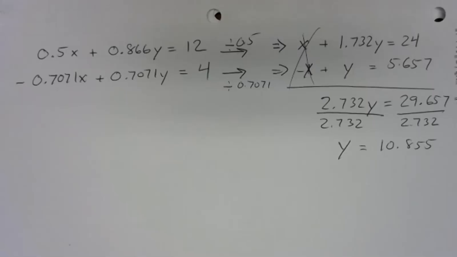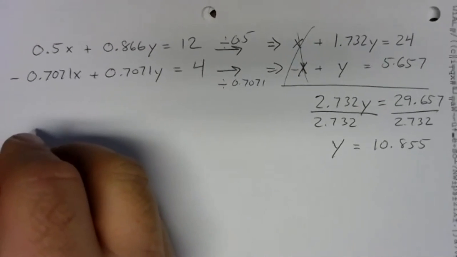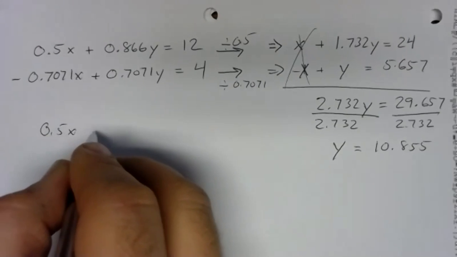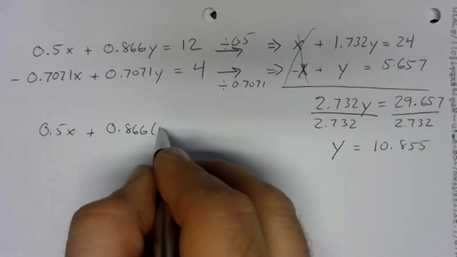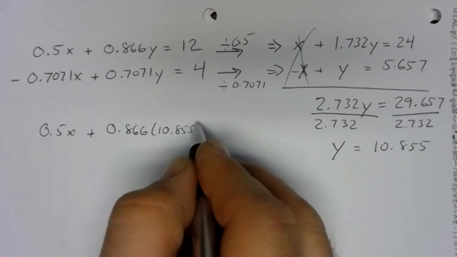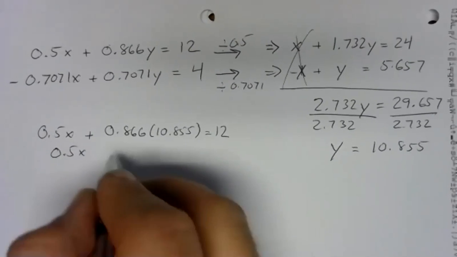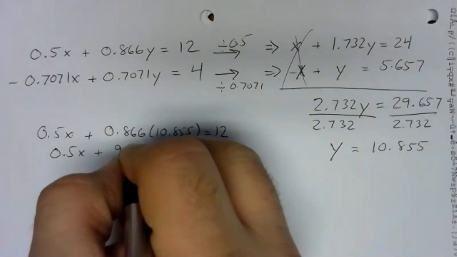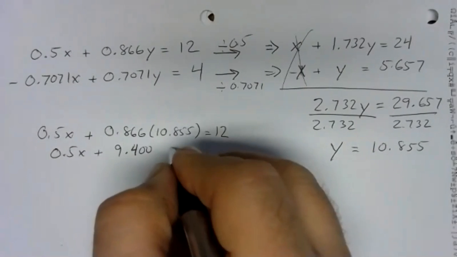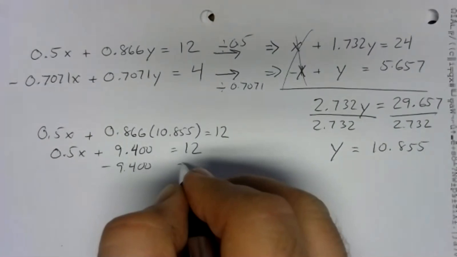So I'm going to go back to my top equation here because it looks like less work. We have 0.5x plus 0.866 times 10.855 equals 12. And we'll run the numbers through on this one. 0.866 times 10.855, 9.400. And that equals 12. Subtract the 9.4 from both sides.